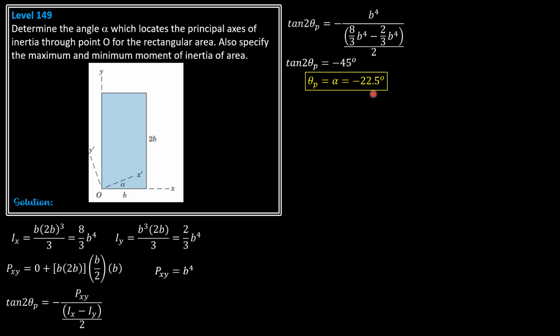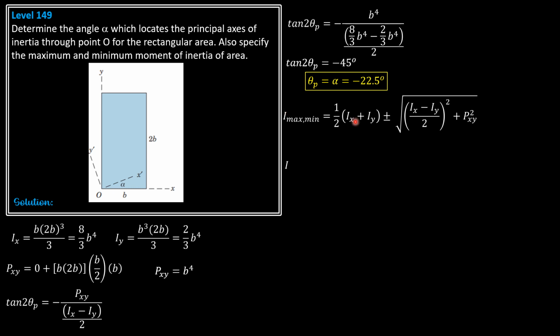and minimum moment of inertia, it is equal to 1/2 of quantity Ix plus Iy, then plus minus square root of quantity Ix minus Iy all over 2 squared plus product of inertia Pxy squared. So Imax or minimum equals 1/2 quantity Ix plus Iy, then plus minus square root of quantity Ix minus Iy over 2 squared plus Pxy squared.